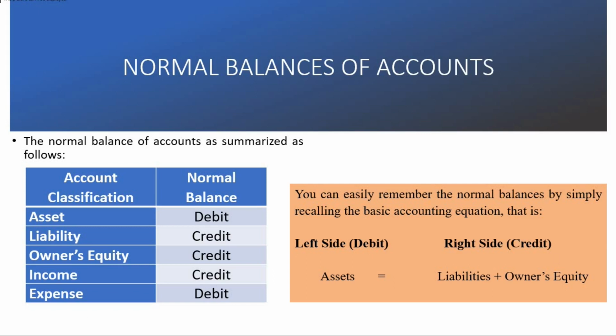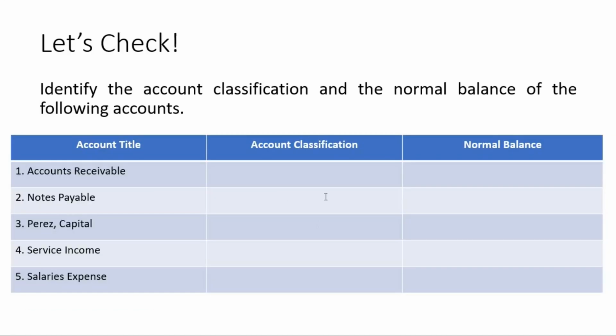Okay? So, check nga natin kung nakuha ba. So, example here, first, you identify the account classification, and then next is you identify the normal balance of the account. Okay? So, accounts receivable, ano kaya ang ating account classification nito? Accounts receivable is an asset. Okay? So, kasi asset siya, the normal balance is debit. Okay? Now, what about notes payable? Notes payable is classified as a liability. So, yung normal balance ng liability ay credit.